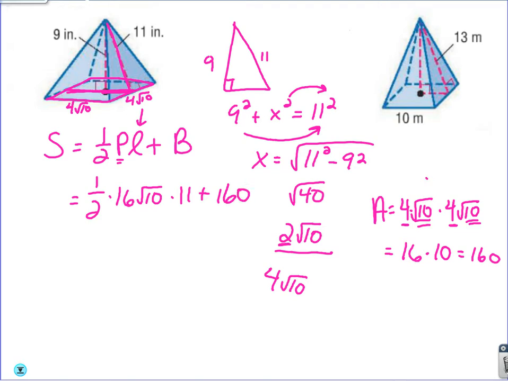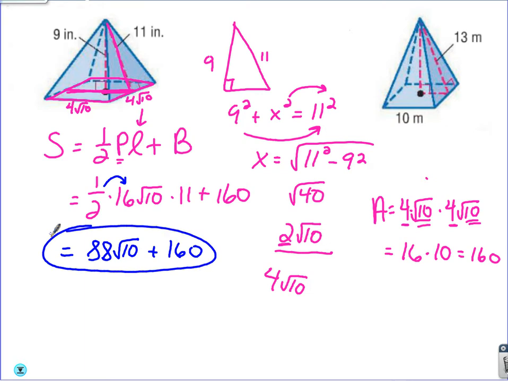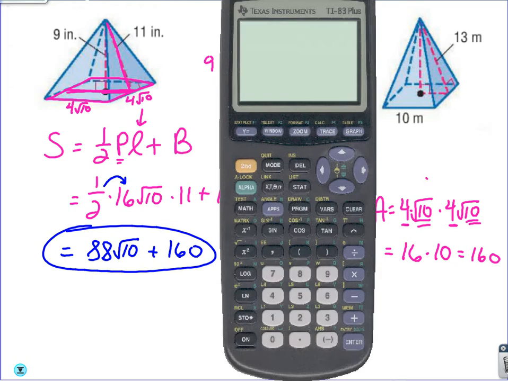So there's your new everything plugged in. 1/2 of 16 root 10 is 8 root 10, times 11 is 88 root 10, plus 160. That's exact. Everybody good with exact? But we want approximate now because exact really makes no sense to us. We just have to know how to do it, so we can stick that as an ACT answer.